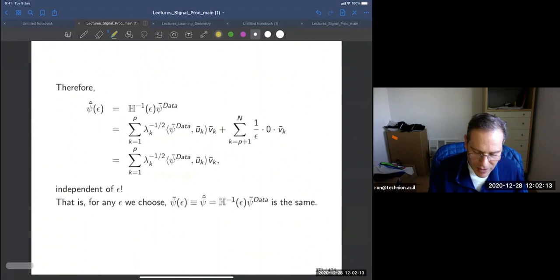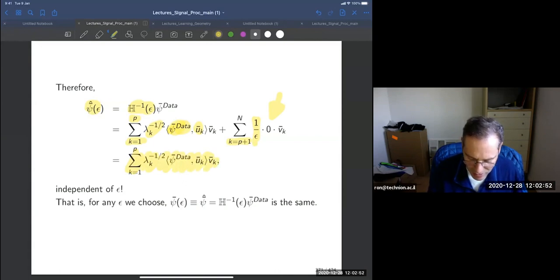It means that our reconstruction, when we take one over this epsilon, okay? So we take one over the lambdas when K is within the rank, the effective rank. And beyond the effective rank, what we do is we multiply by one over epsilon, but we know that the projection of psi data on UK is equal to zero because there is null there. So it multiplies zero. So what we have at the end of the day is that our reconstruction, no matter which zero we have selected, is equal to nothing but what is written here.